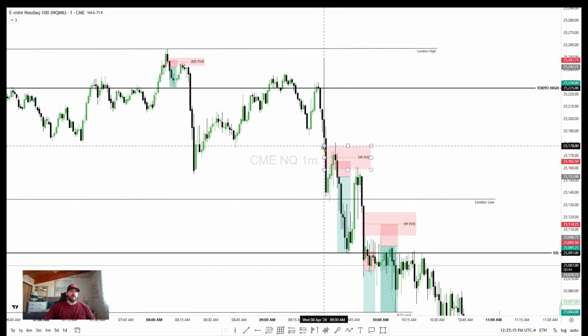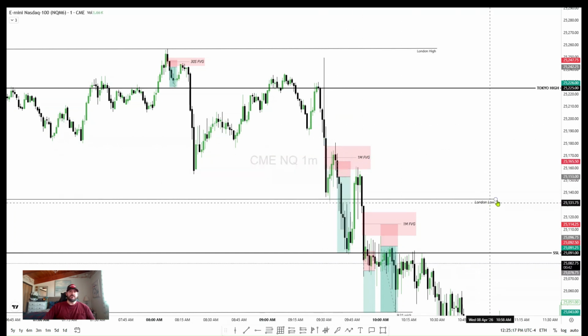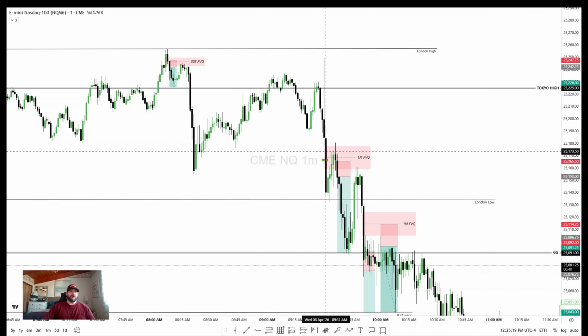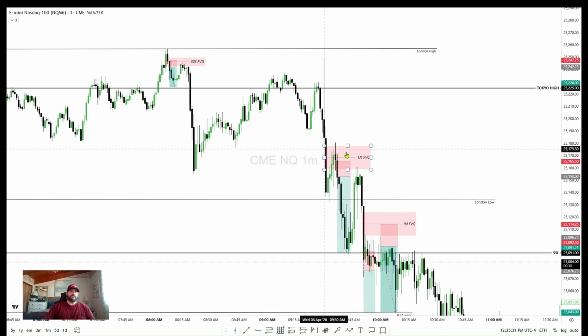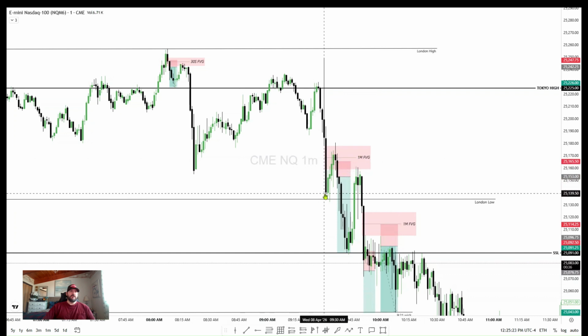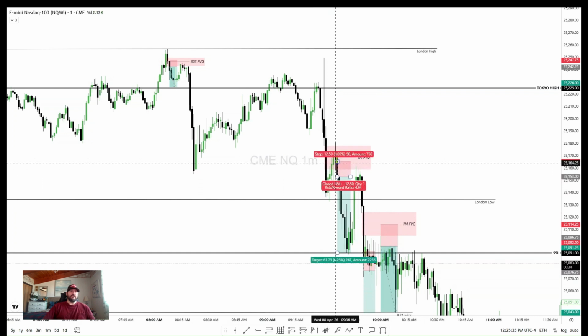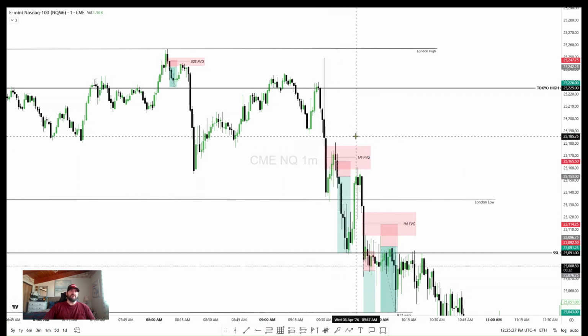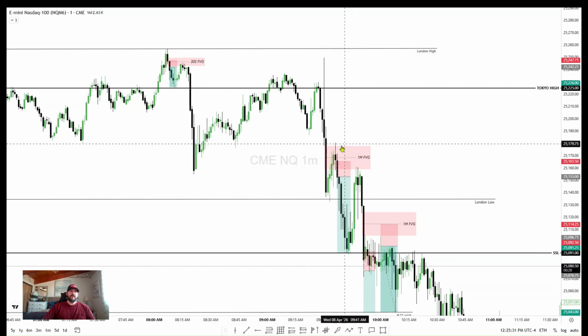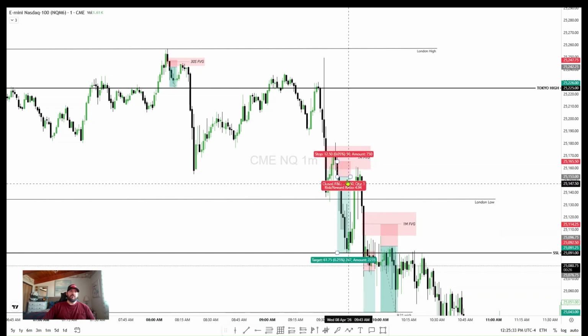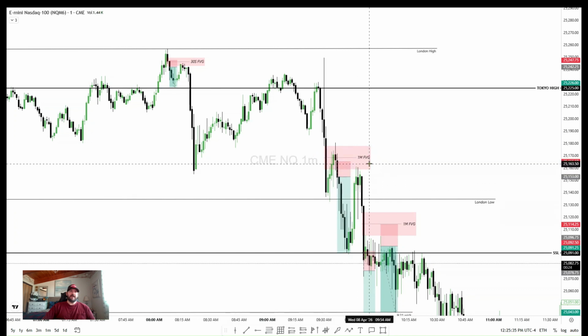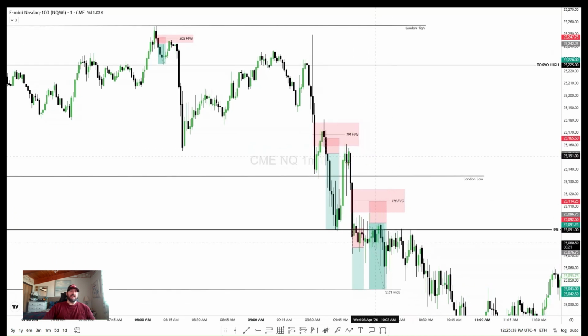It comes down, almost hits London low, but doesn't. But it creates this big 1 minute bearish fair value gap. Price trades back up into it, can't close above it, comes back down. We close below this fair value gap, and I entered the trade.